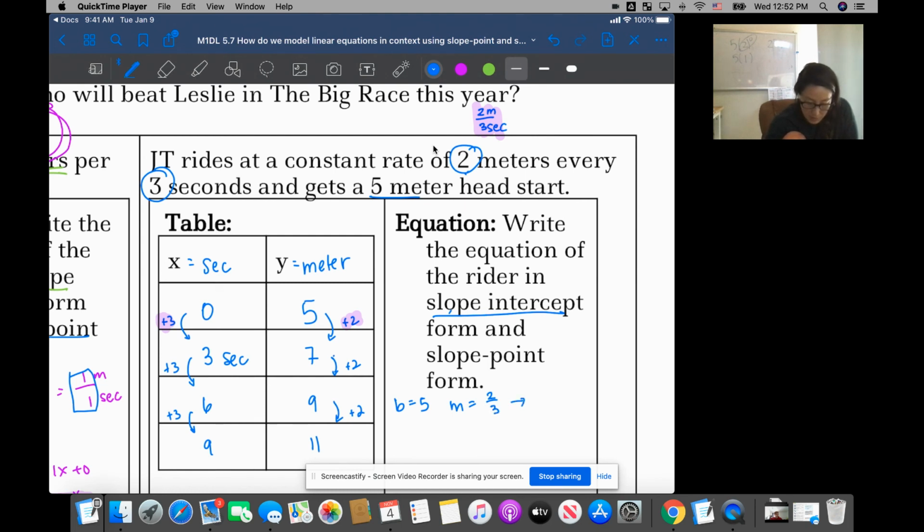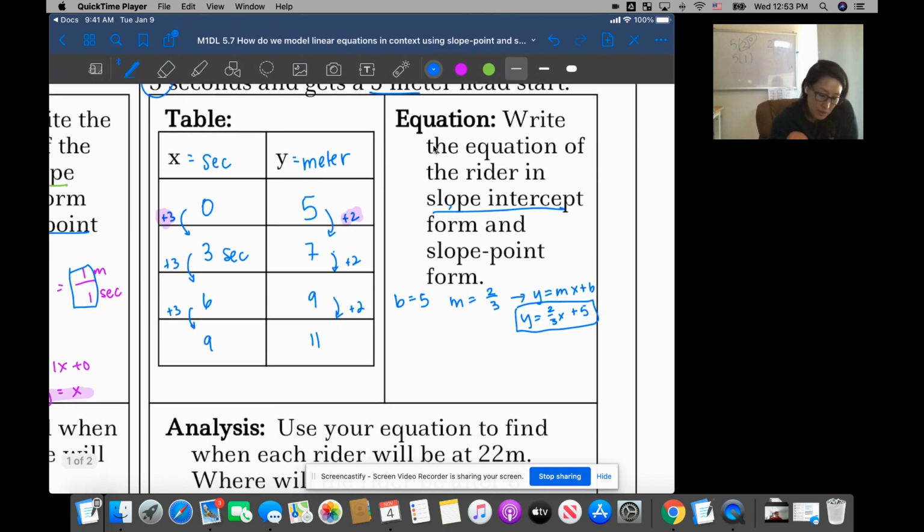So the equation in slope-intercept form is y is equal to mx plus b. So I get y is equal to 2/3 x plus 5. Okay, so the slope tells me how fast he's moving, and the b value tells me where he started from.